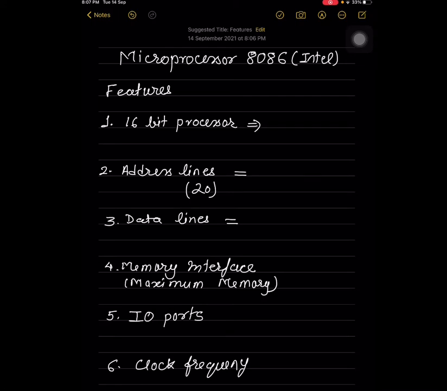The first and foremost important feature of the 8086 microprocessor is that it is a 16-bit processor. Why do we say that? Because its ALU, that is the arithmetic and logic unit, is 16-bit. ALU stands for arithmetic logic unit, and it is a very important part of any processor. If I say that any processor is 16-bit, 32-bit or 64-bit, that can be said from the capacity of the ALU of that processor.